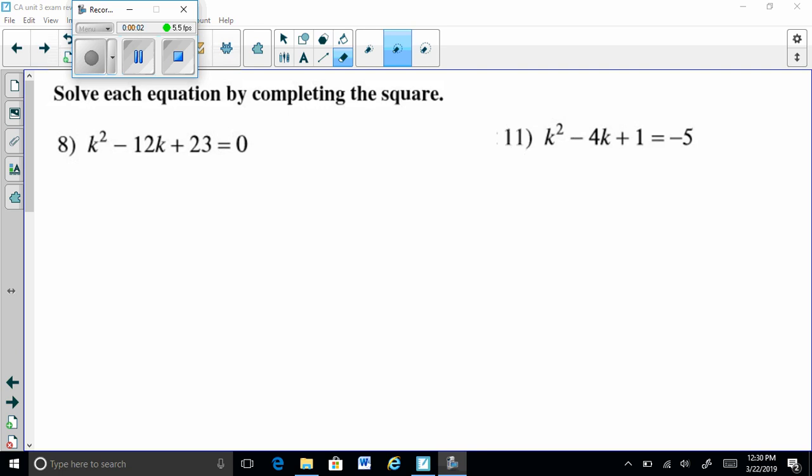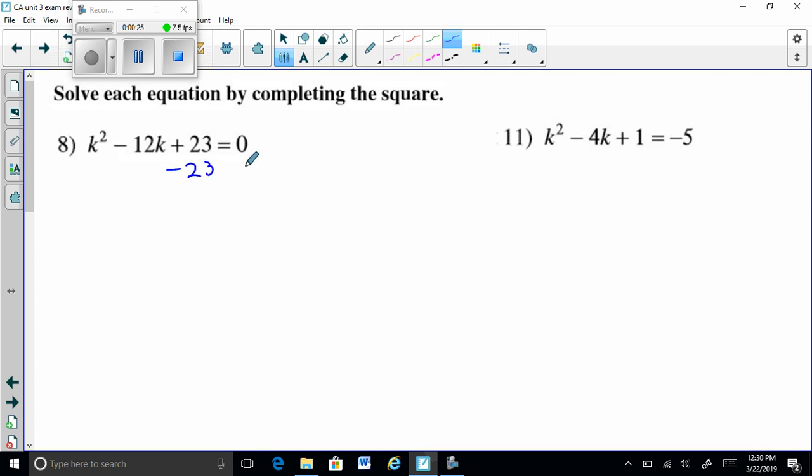All right, page 2. We're going to start with completing the square, and this is something we did the other day in class. On the exam, once again, it'll be very clear that you need to use this method. If you use another method, you will not receive credit. If you look back in your notes, you'll see the written out steps on how to do this.